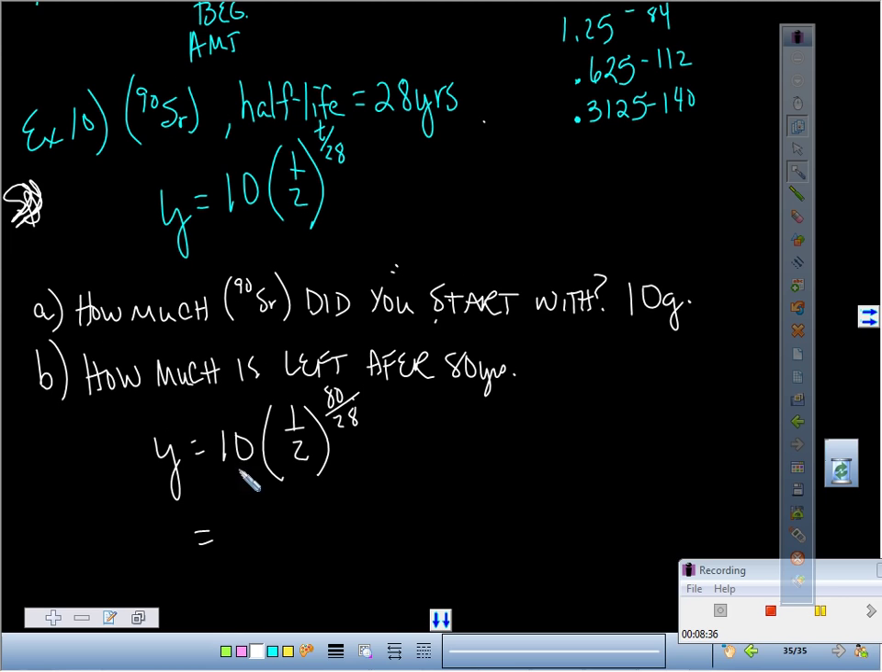What did I do wrong? I don't know. Start off with that. It's a half-life, not 1.5 life. What? 1.38 grams. 1.38 grams. Very good.